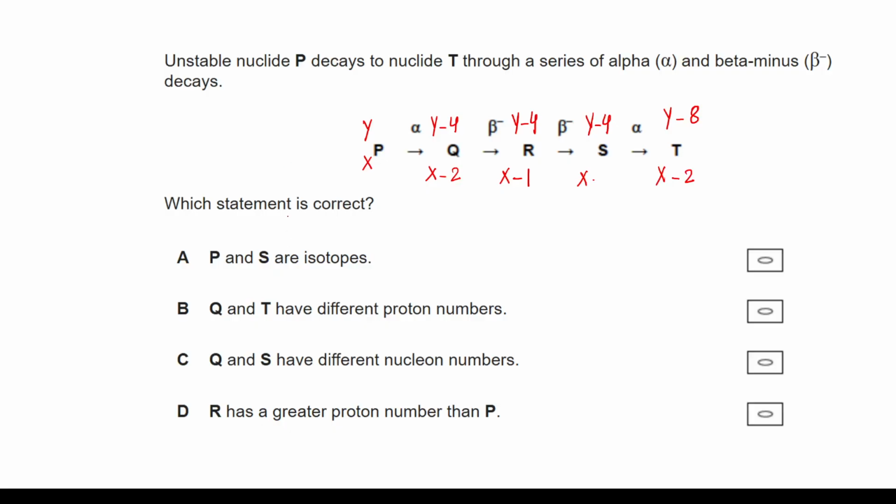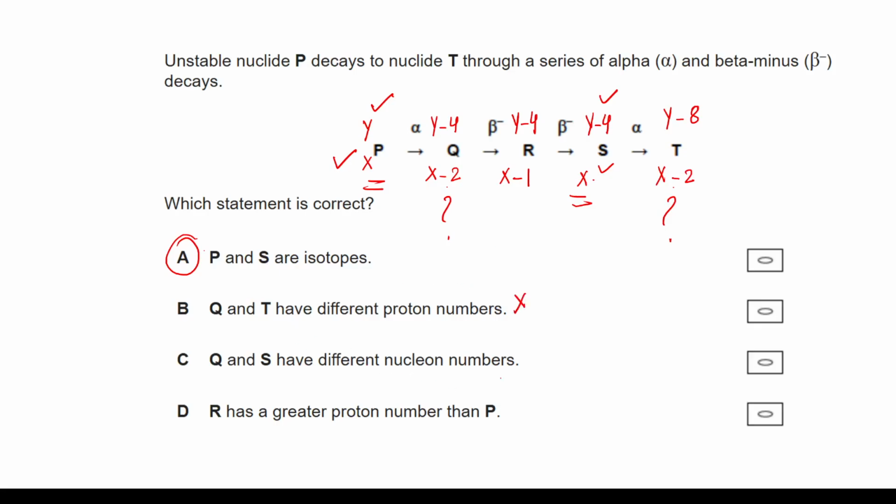Let's see. Which statement is correct? P and S are isotopes. This is P and this is S. Same atomic number, different mass number. Yes, it is right. P and S are isotopes because they have the same atomic number and different mass number. Let's do the second one. Q and T have different proton numbers. This is Q and this is T. They have the same proton numbers, isn't it? X minus 2. So that's not right.